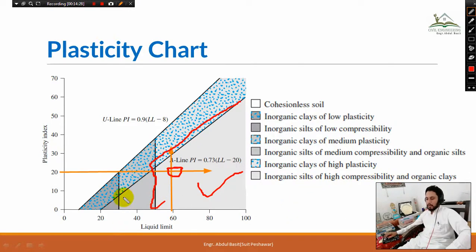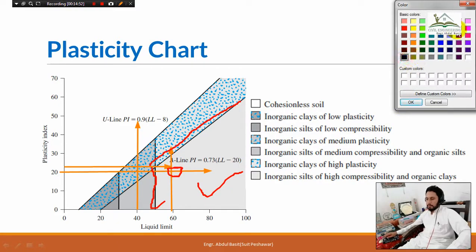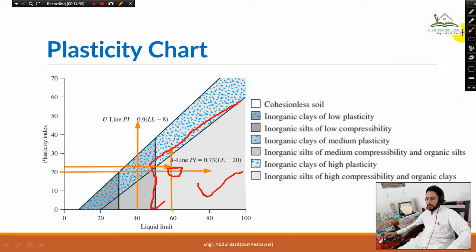If we have another point, for example with a liquid limit equal to 40, this is the line in the vertical direction, and it has a plasticity index of 22, so this is that point passing through it. Let me plot it for you. This is that point. This point lies in this shaded area, and this shaded area is shown here, not here, here: organic clay of medium plasticity.